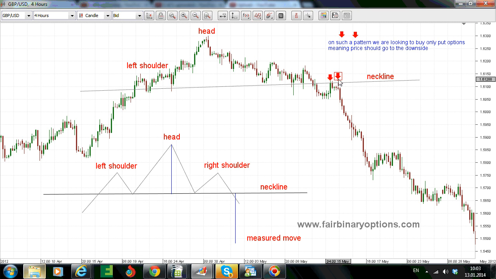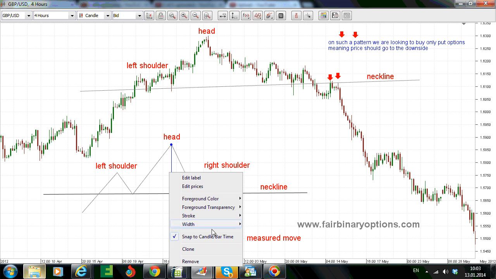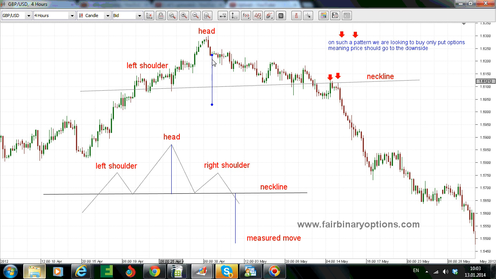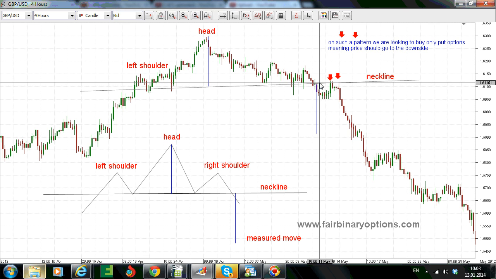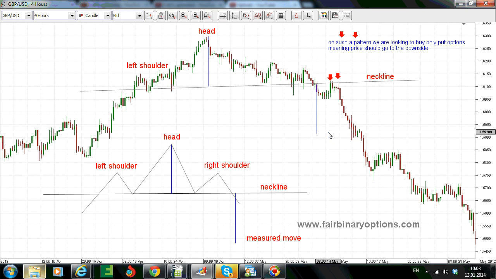Now in our situation here, what would be the measure move? Well, the measure move would be the distance from the head to the neckline, and then you just copy that distance from the broken neckline, and this would be the measure move. It will have a value here of around 159.13, and the neckline is around 161. So as you can see, almost 200 pips to the downside would be the measure move.